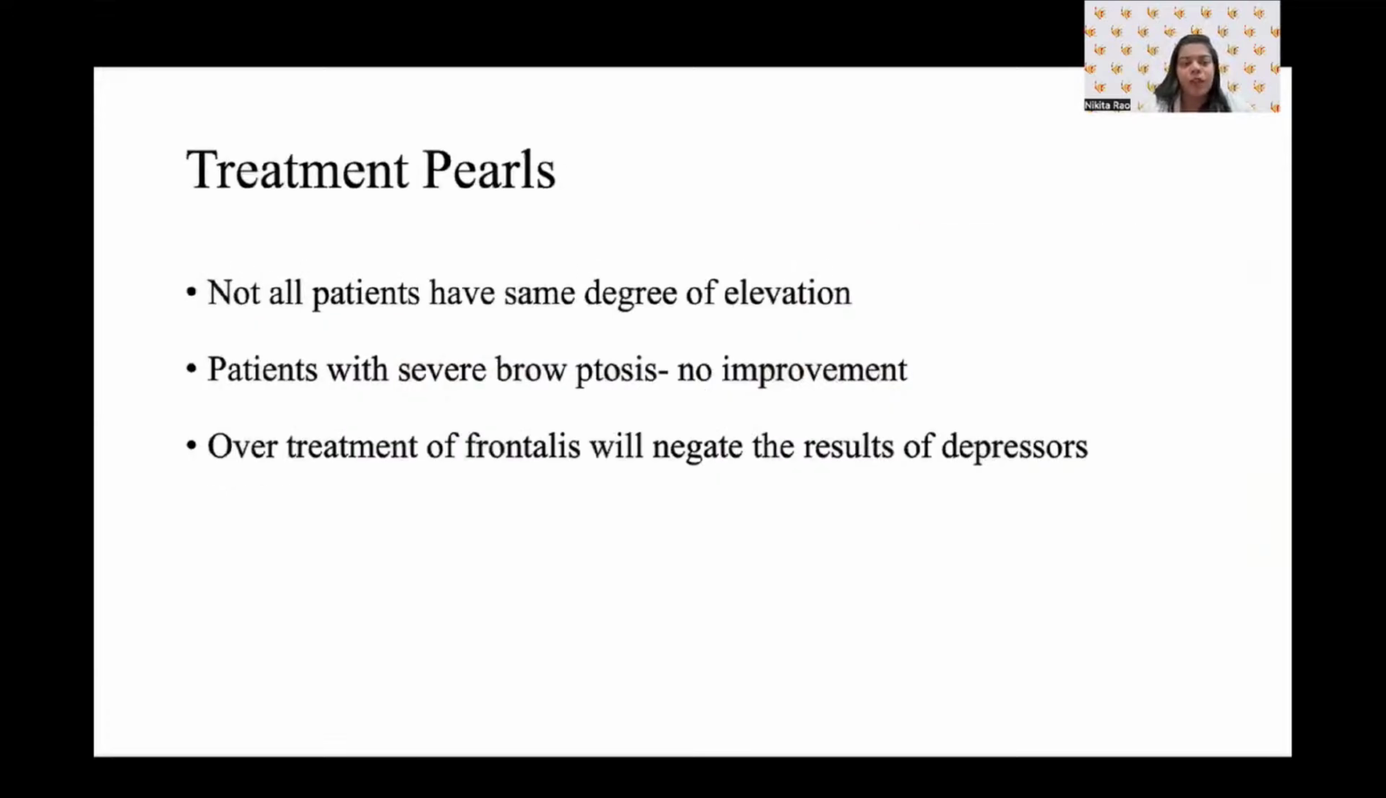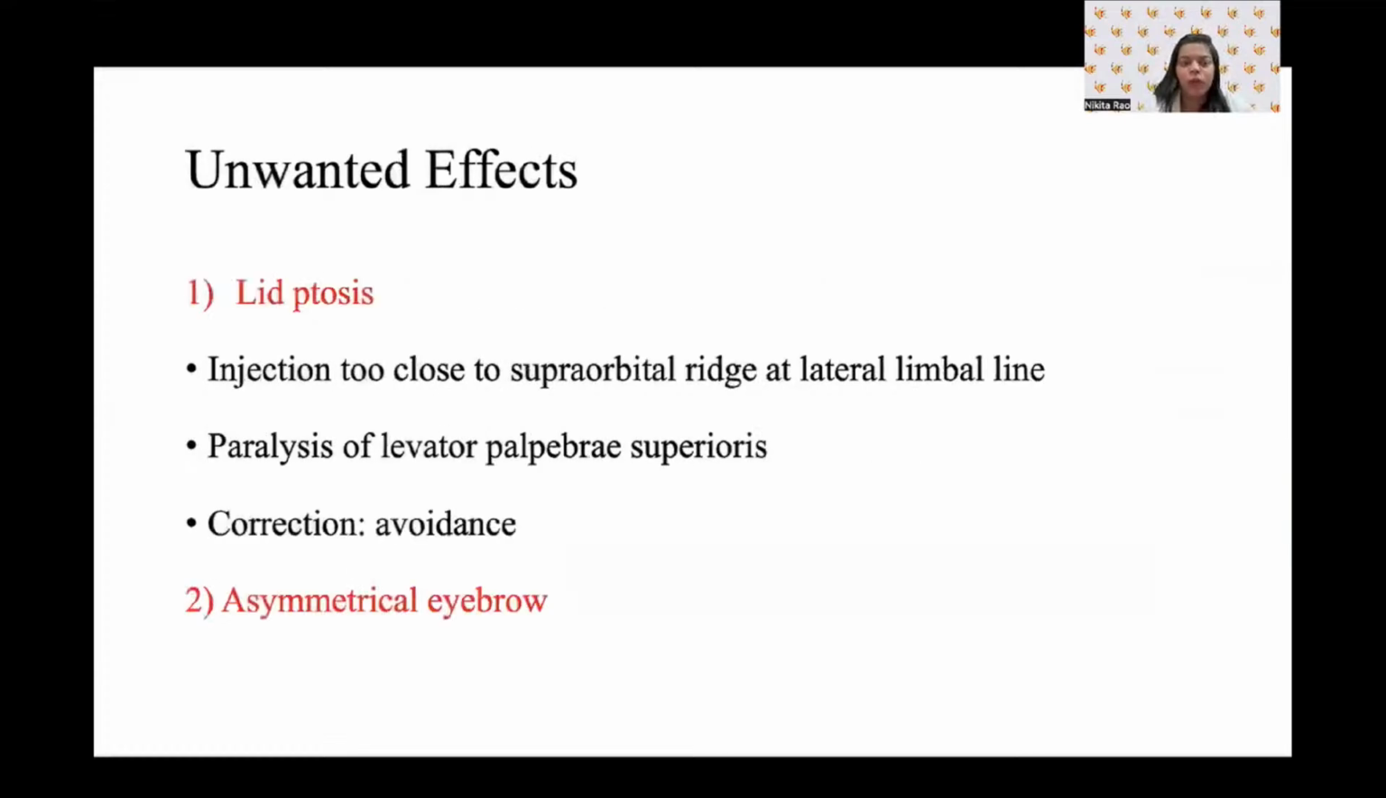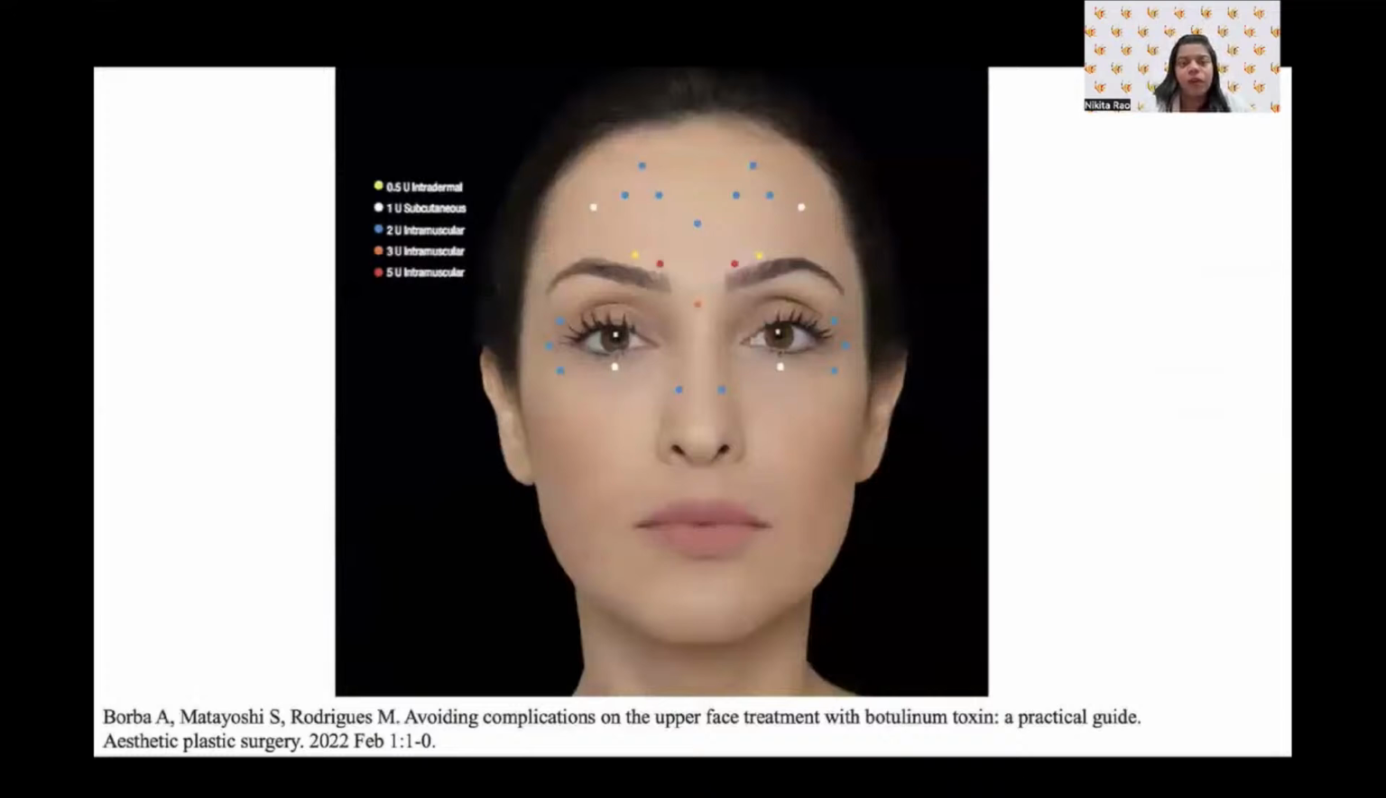Points to be remembered here: not all patients have the same degree of elevation. Patients with severe brow ptosis cannot have any improvement. Overtreatment of the frontalis will always negate the results of the depressors. Unwanted effects can be lid ptosis. Injection too close to the supraorbital ridge at the lateral limbal line can cause this due to paralysis of the levator palpebrae superioris. And asymmetrical eyebrow can also occur.